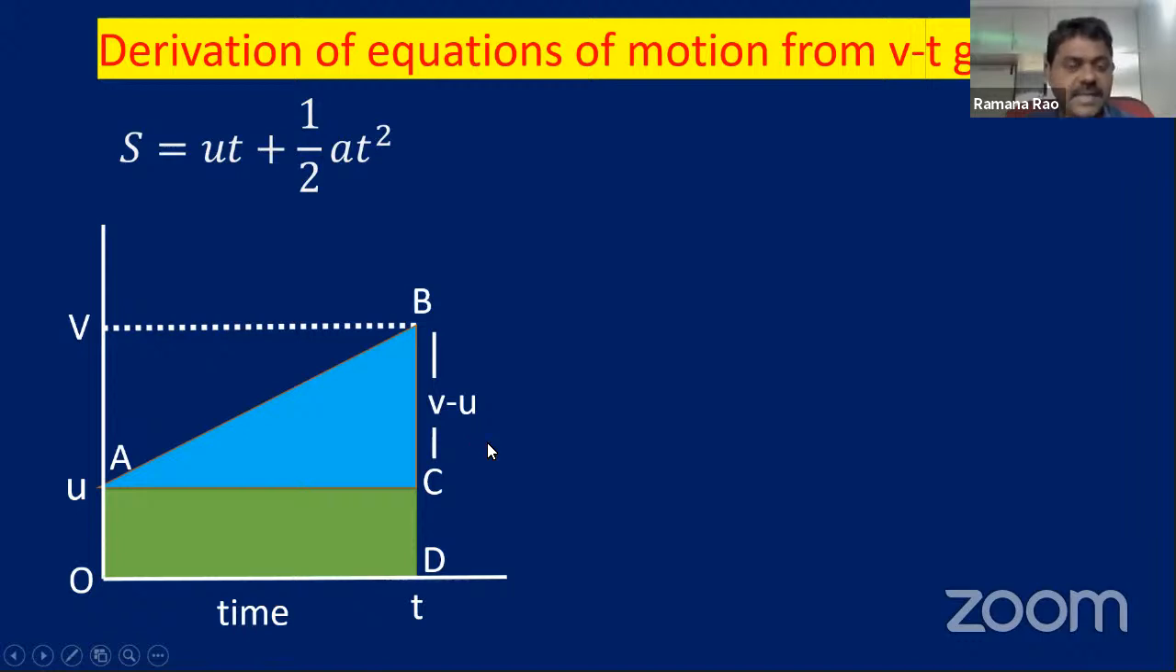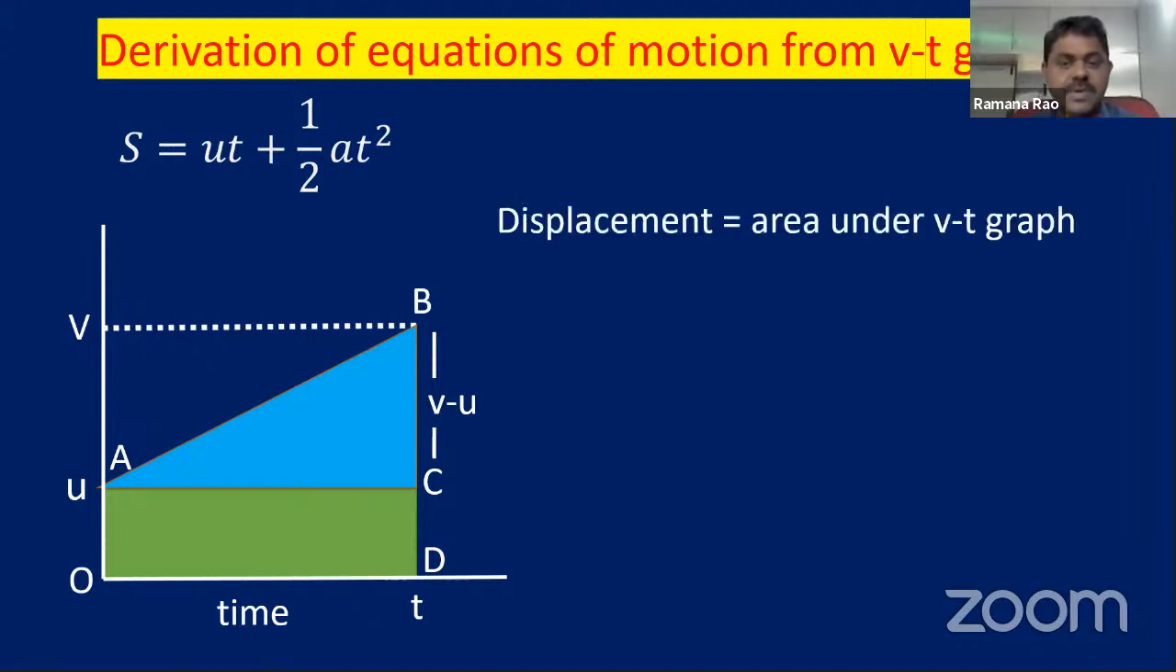Now let us try to derive s equals ut plus half at square from this graph. As you know, displacement is the area under the velocity time graph. This already we know. So to find the displacement, we find the area under the velocity time graph.